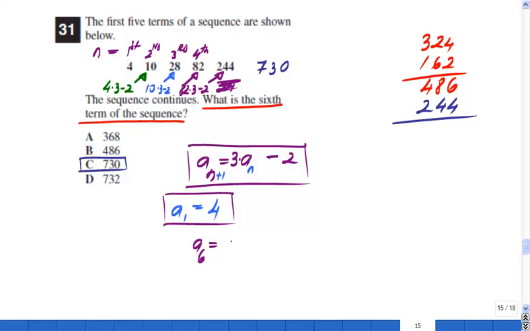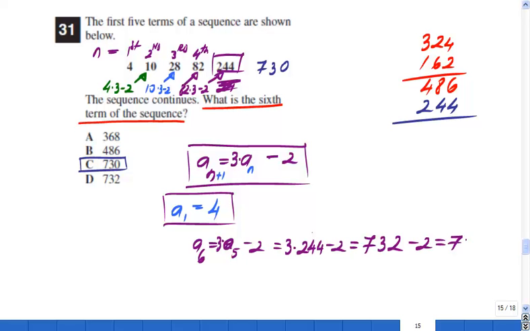A sub 6 will be 3 times a sub 5 minus 2. Well, a sub 5 is 244. So I have 3 times 244 minus 2. And that gives me what? 3 times 4 is 12, 2 carry, 3 times 4 is 12 plus 1, 13, 3 times 2 is 6 plus 1, 7, minus 2. That's still going to be 730. And this is another way in which you can solve this question.